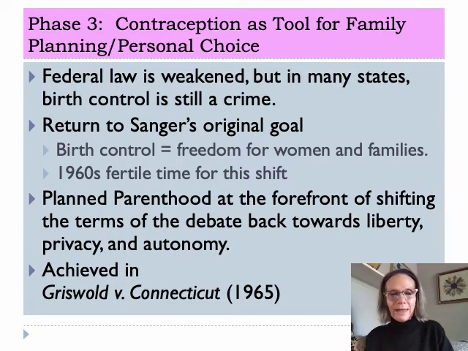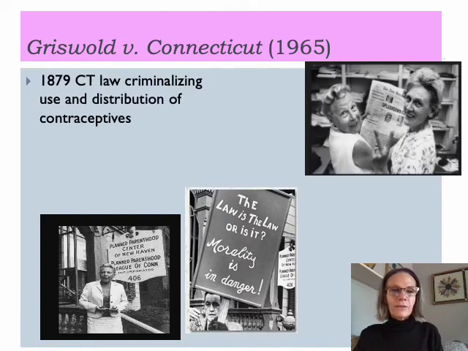So let's look at the facts of the case Griswold versus Connecticut. What is the case about? Well, it's about challenging a law that was passed in 1879 in Connecticut. Remember that we had the federal Comstock Act, but a lot of states followed suit and passed their own state level laws. And this was one of those state level laws. This law criminalized the use and distribution of contraceptives. So if you were using contraceptives, you were engaging in a crime. And if you were distributing and giving out information about contraceptives, you were also committing a crime.